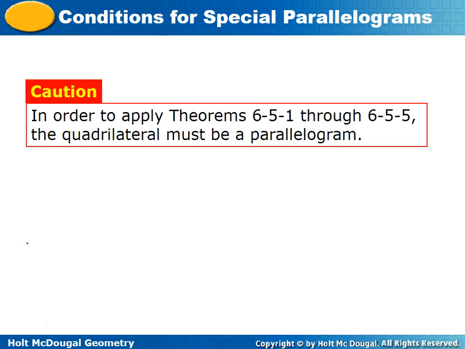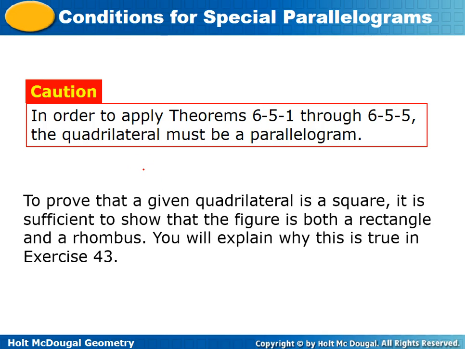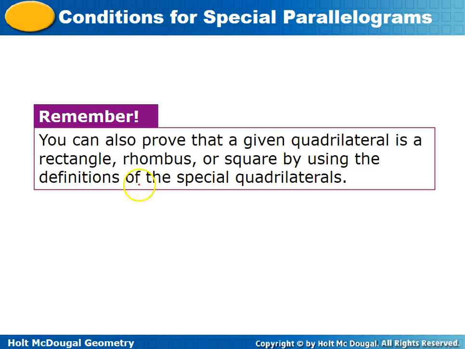So in order to apply the theorems we just talked about, the quadrilateral must first be a parallelogram. Really, really important. To prove that a given quadrilateral is a square, it is sufficient to show that the figure is both a rectangle and a rhombus. So you will explain this is true as we work through these exercises. You can also prove that the given quadrilateral is a rectangle, rhombus, or square by using the definitions of special quadrilaterals, and we're going to do that as well.